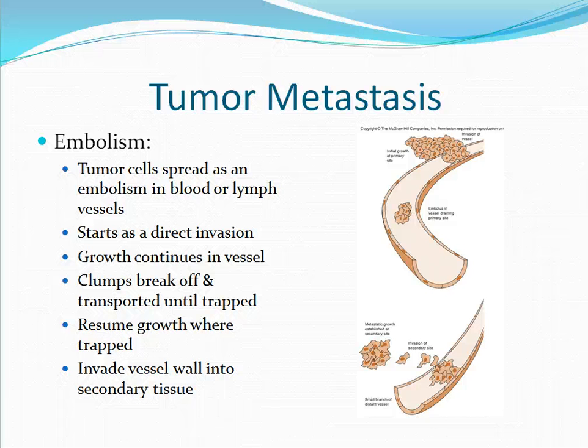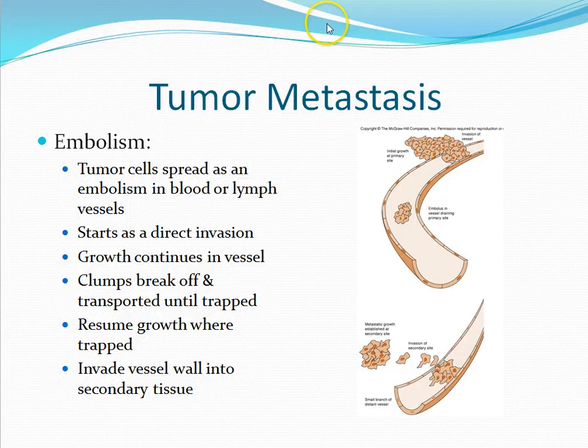This starts by direct invasion of the vessels by tumor cells. Once in the blood vessel, growth will continue. Then clumps begin to break off due to their decreased adhesiveness property. These clumps will be transported in the blood and lymph until they become trapped. Once they're trapped, they resume their growth. As growth proceeds, they invade the vessel wall once again and gain access into the secondary site.